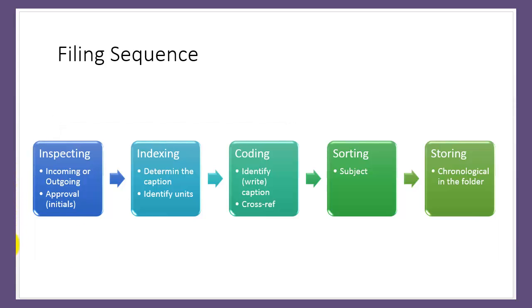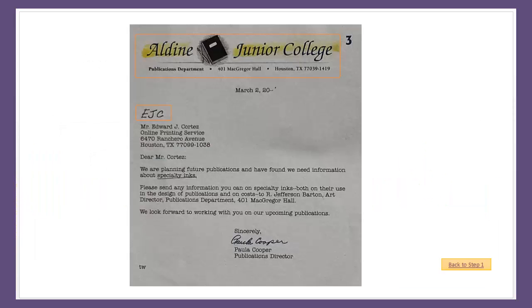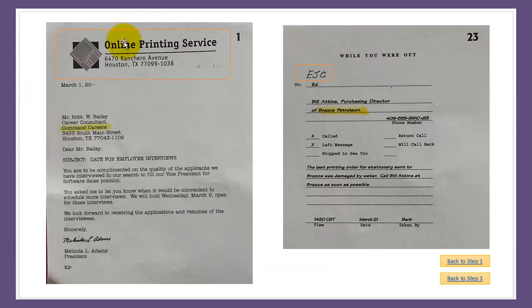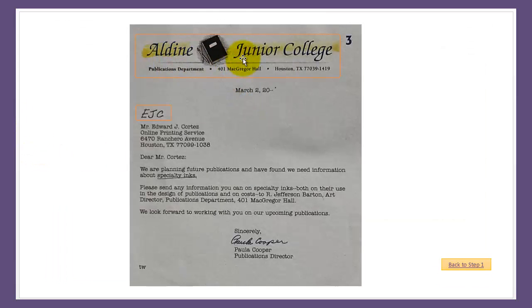So let's take a look at an example. So this is a correspondence from where? Here, from Aldine Junior College. So it is incoming, because this is not our company. Our company is called Online Printing Services. So any correspondence that does not have our letterhead is automatically filed as incoming.